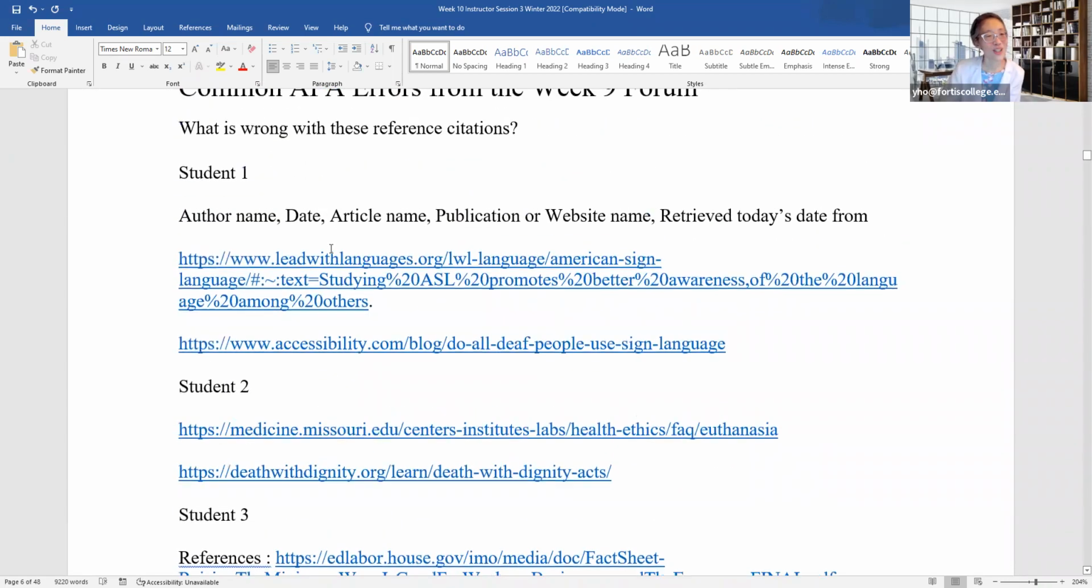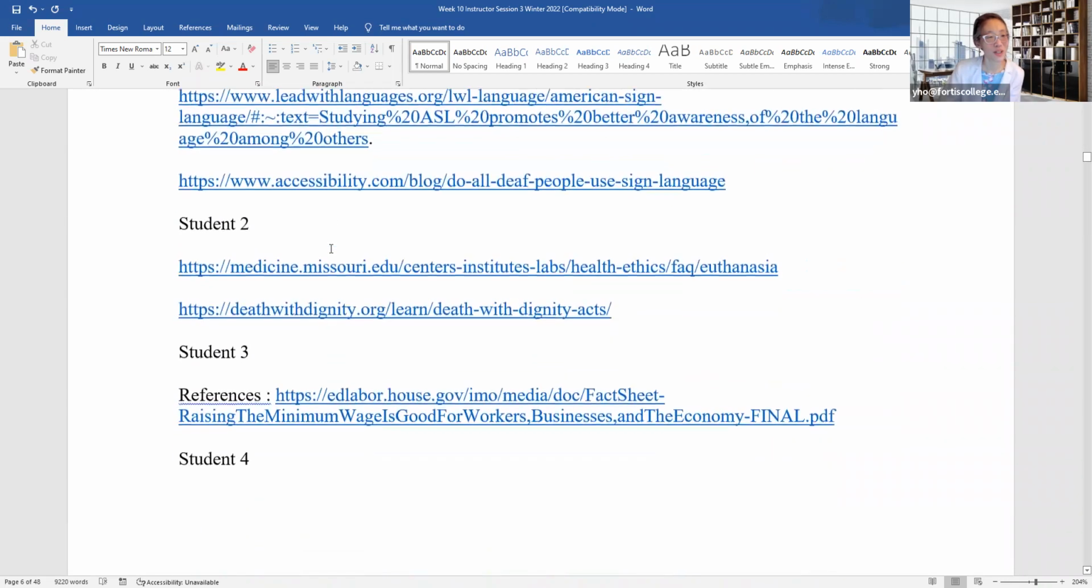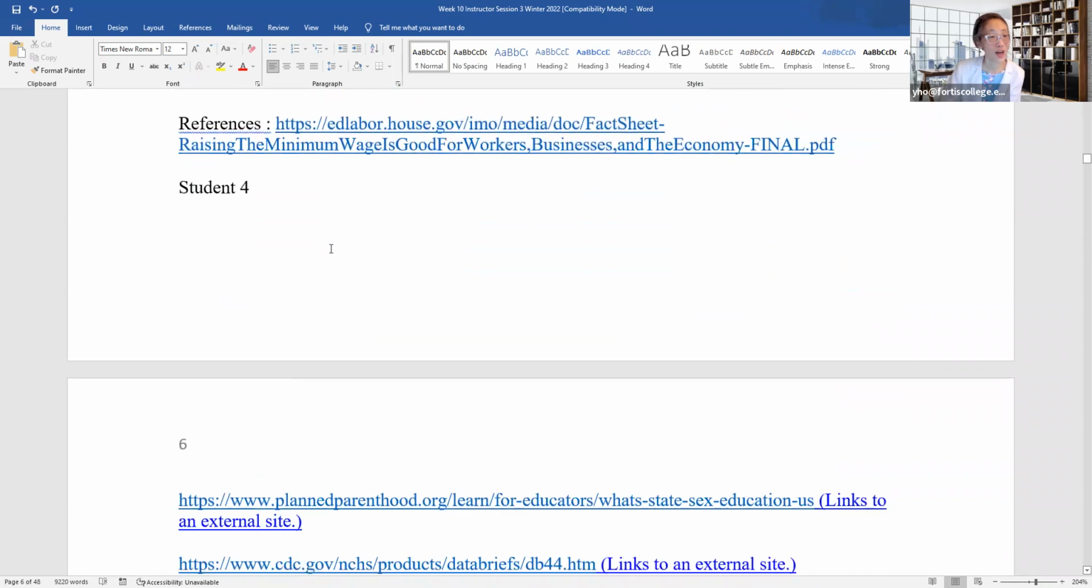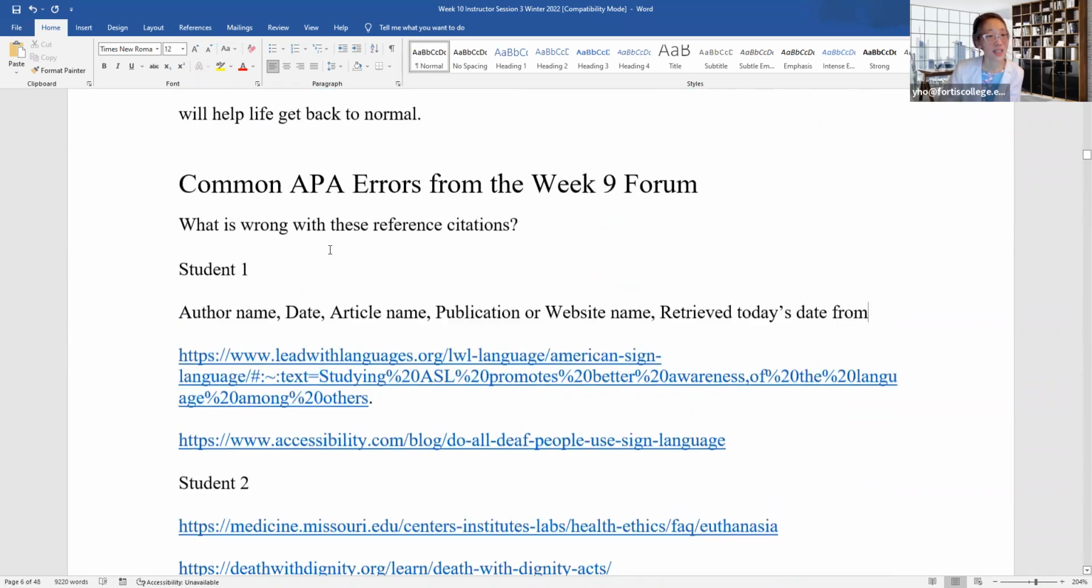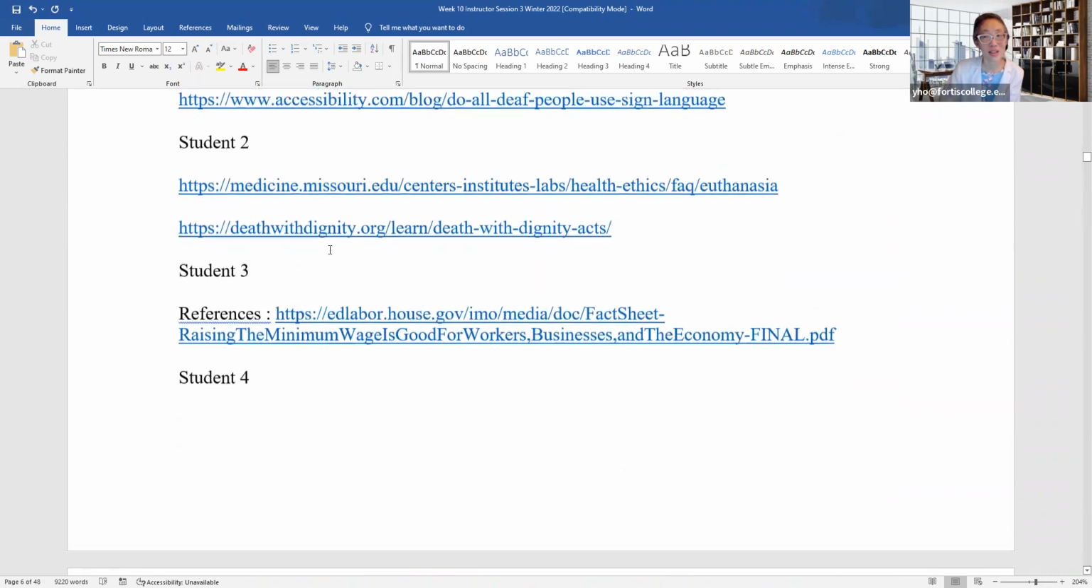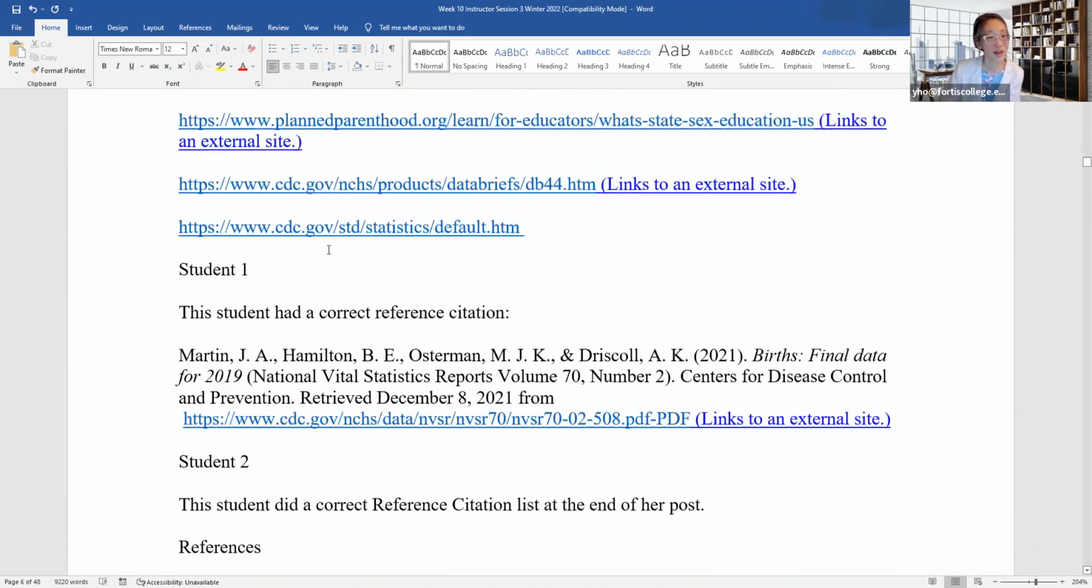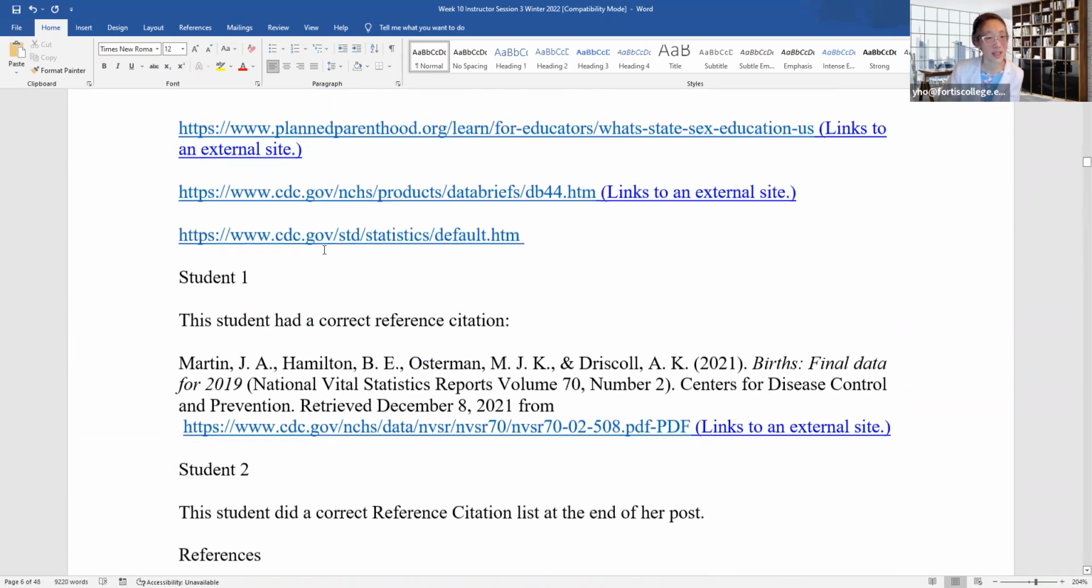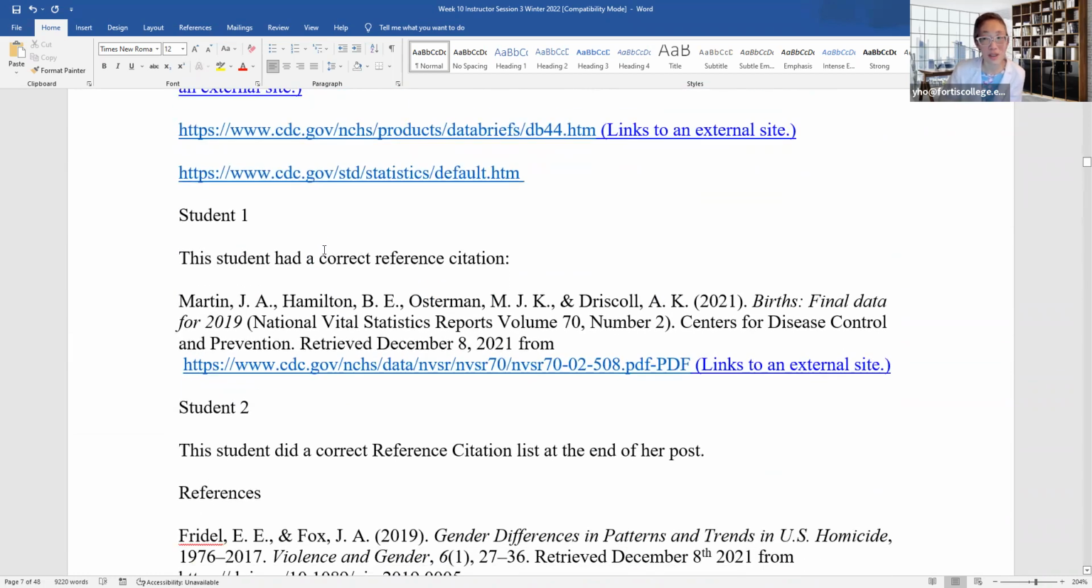So I show this because these are all from previous students, and I created this file several months ago. As you could see, you're not alone in thinking that this is the only way in which one does their reference citations. At the very beginning of the reference worksheet, you can just put in the website name, the website address. But at the very end of the source, you have to put in the reference citation.